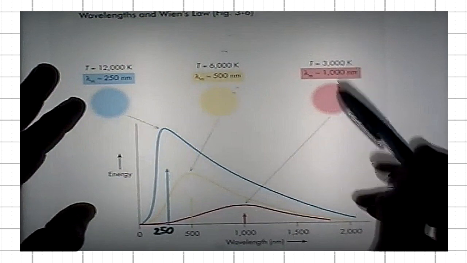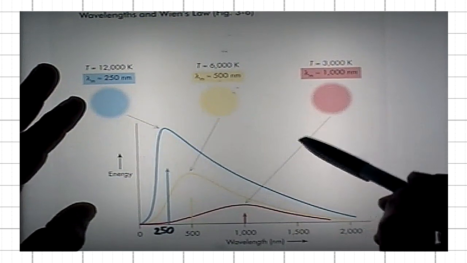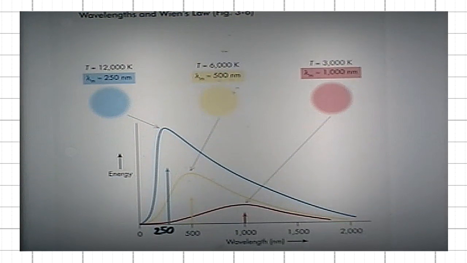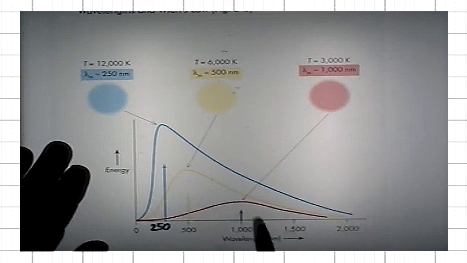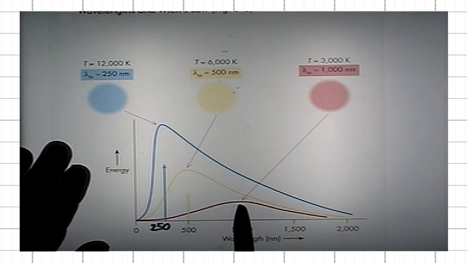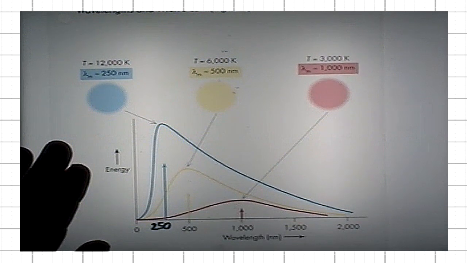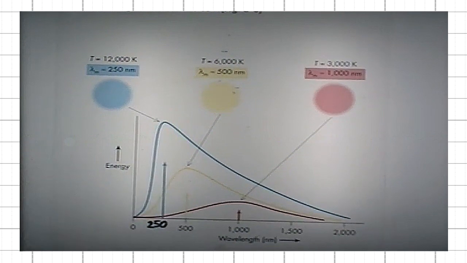So cool stars appear to be reddish. Very hot stars appear to be bluish. The reason is that the wavelength at which a star emits most of the energy is inversely proportional to its surface temperature. The cooler the star, the longer the wavelength at which it emits most of the energy, and therefore its color is going to be on the red side, and vice versa for a blue star.